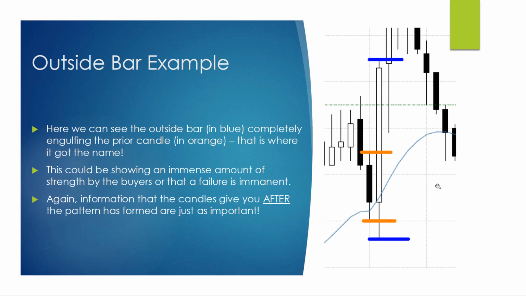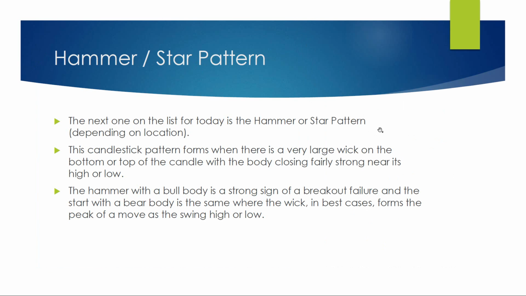This is an example of an outside bar in blue here, massive bull candle, but if we look, at one point, remember, the candle opened here, and they tried pushing down. They broke below the prior candle's low. And after they did so, they slammed all the way back up through that prior candle's high and literally engulfed the entirety of the prior candle. In this type of context, it could be showing an immense amount of strength by the buyers, or, depending on where you are, that a failure is imminent. Again, just as always, the information that the candles give you after the pattern has formed are just as important.